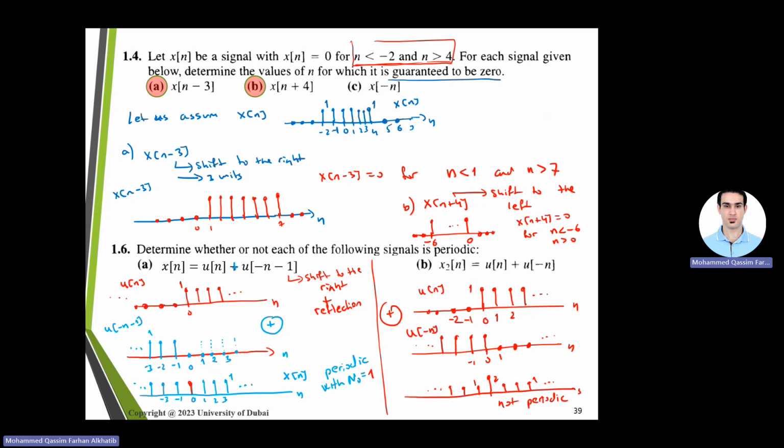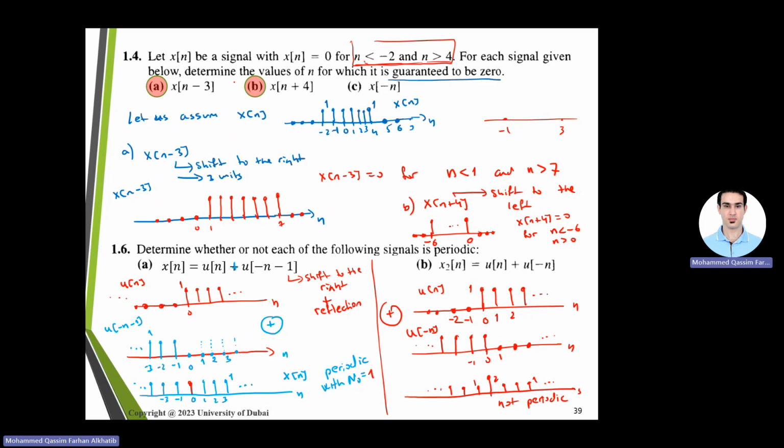So here is an example. Let x of n be a signal with x of n equals 0 for n less than negative 2 and n larger than 4. So my signal is bounded from negative 1 to 3. Again, I don't have the equality signs. So my signal is bounded from negative 1 to 3.